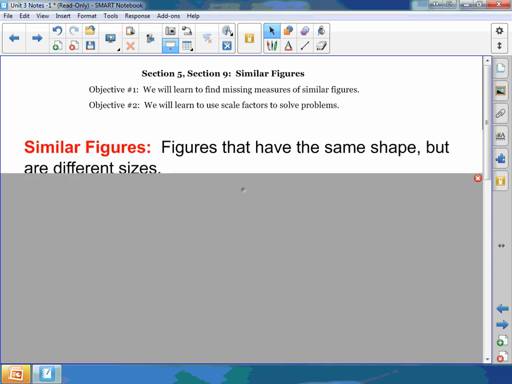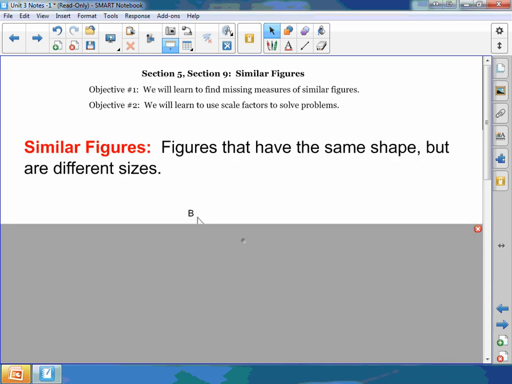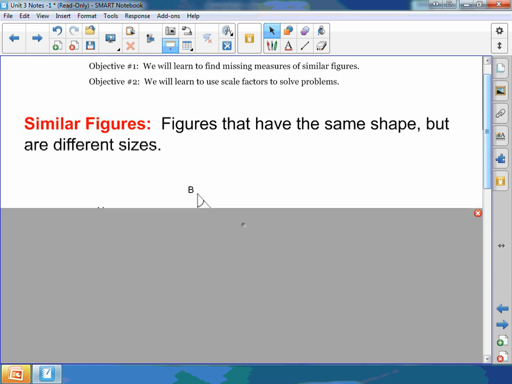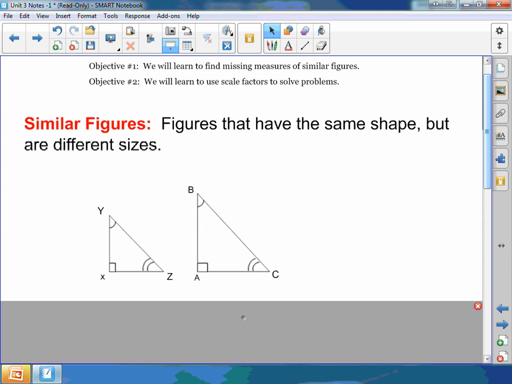So we're going to learn some new terminology here today. Here's the formal definition of similar figures, which you guys just kind of nailed in discussing that. And I'm going to put a symbol at the end of it, just a single squiggly line.